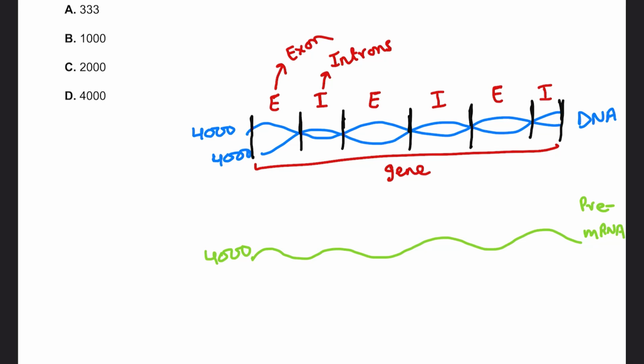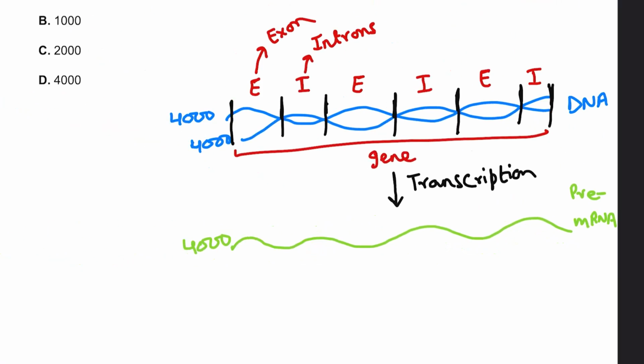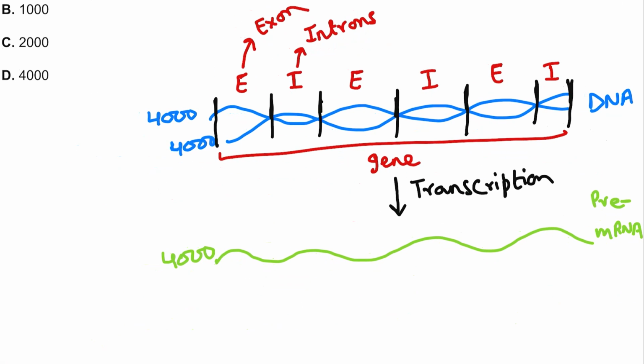Obviously, when transcription of eukaryotic DNA occurs, first the pre-mRNA is formed, and this pre-mRNA will later be modified to form the final messenger RNA or final transcript. Because this is pre-mRNA, a complementary copy of the template strand of DNA, obviously it will also contain exons and introns.